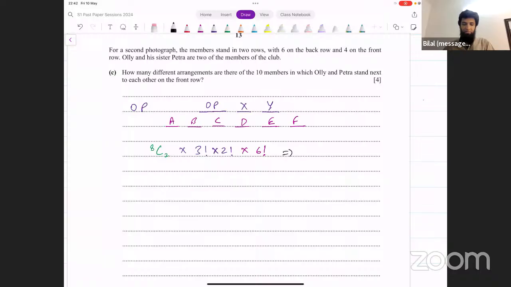8C2 multiplied by 3 factorial, multiplied by 2 factorial, multiplied by 6 factorial. And that is giving me 241,920. That should be the result that you get from this. Is that okay? Any problems with this?